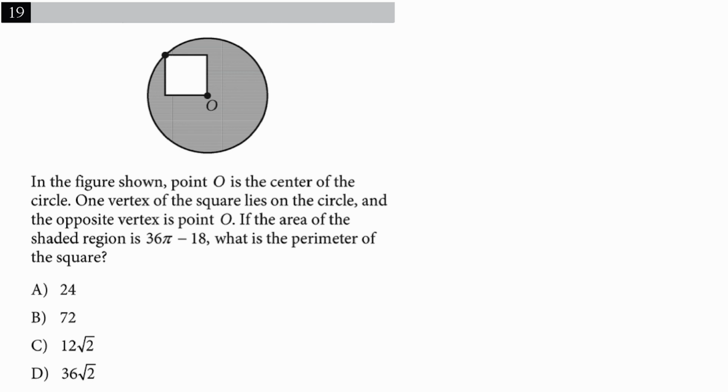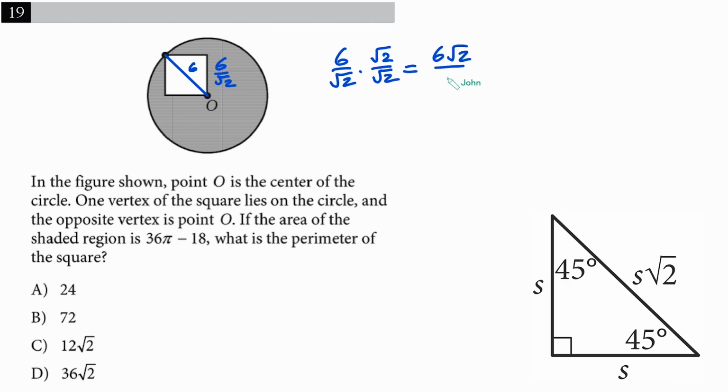This is actually a quick problem if you recognize your special triangles. The area of the circle is 36 pi, which makes the radius 6. And so the legs of this 45-45 triangle must be 6 over root 2. That times 4 is 12 root 2.